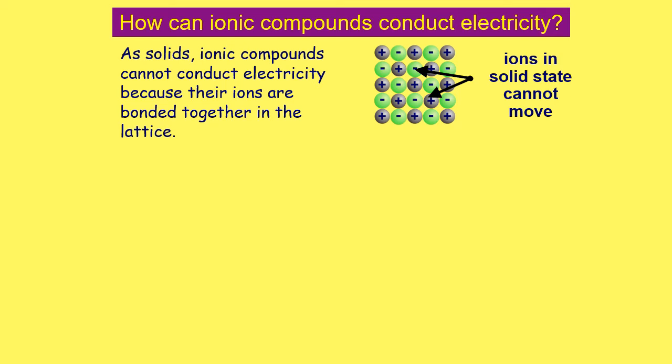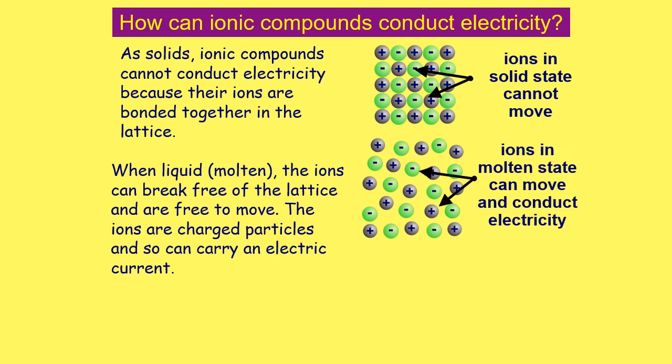Covalent compounds don't have anything charged, so they cannot conduct electricity. Ionic compounds do have things that are charged. They are made of ions, so they're only made of things that are charged. But when they are a solid, these charges cannot move, and so it cannot conduct electricity.